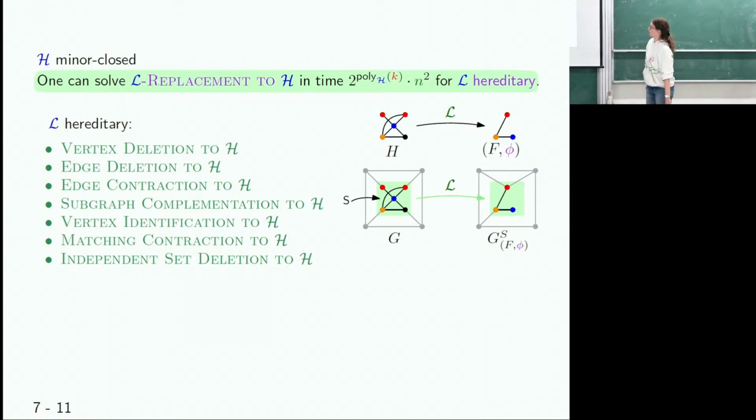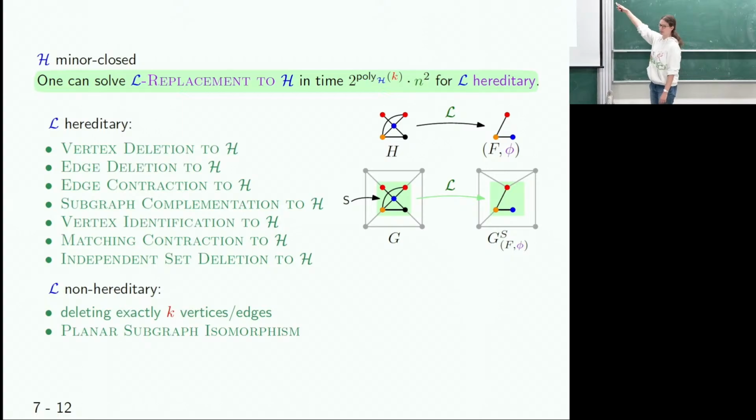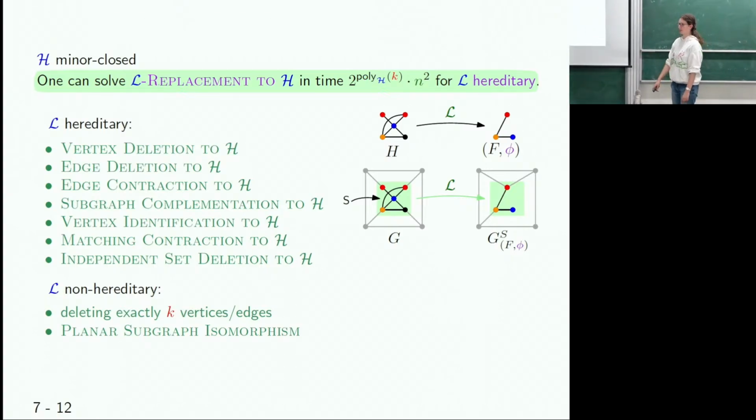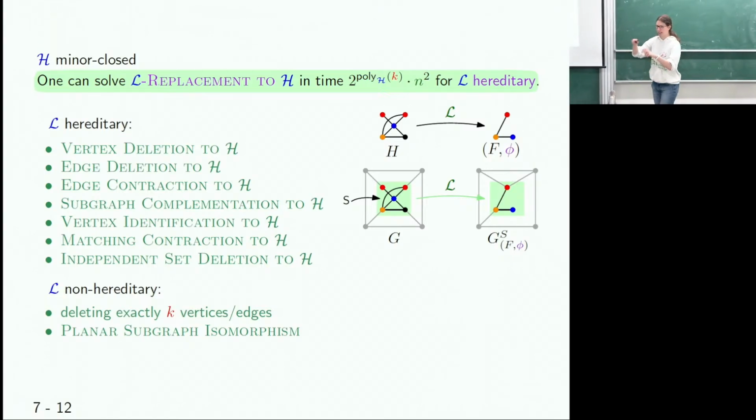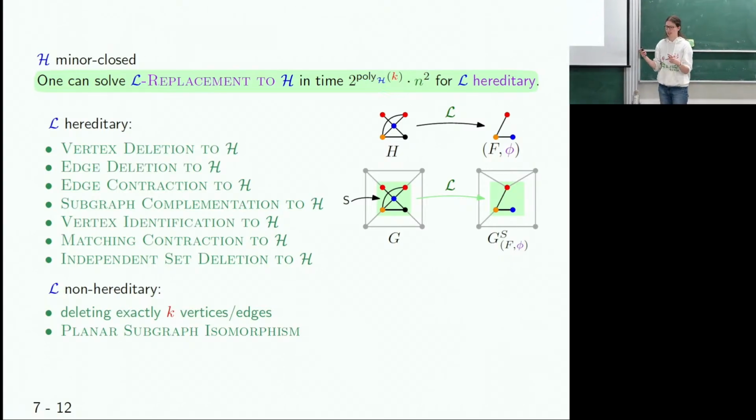And so there are some problems that we cannot do because they are not hereditary. Like I said, you cannot exactly remove k vertices or k edges. It must be at most, but this is alright because usually you want to minimize the modification. Also I was saying before that we could do planar subgraph isomorphism. It doesn't work anymore in this setting. So here is, can I take H that is planar, and the question is, is H a subgraph of my graph? It worked before, and here it doesn't work.